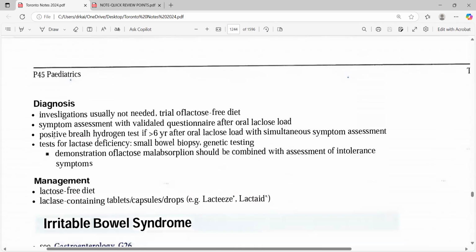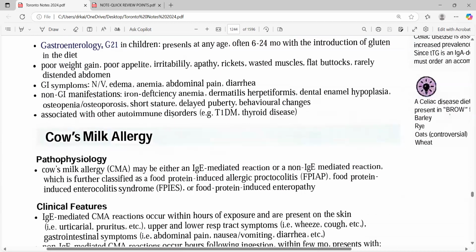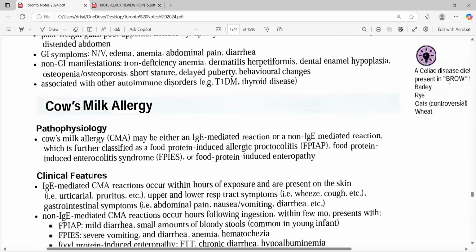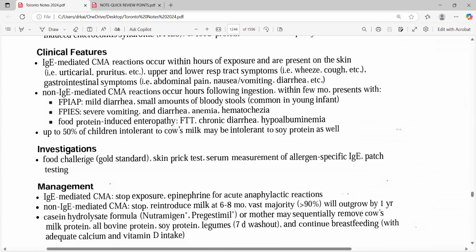Then lactase deficiency is something very common in Canada. In those cases, go for a lactose-free diet. Then comes the cow milk allergy. Cow milk allergy, I already told you, in those cases what you need to do is find out what you have to give if the patient is diagnosed with cow milk allergy, and at which point you have to start the cow milk again.